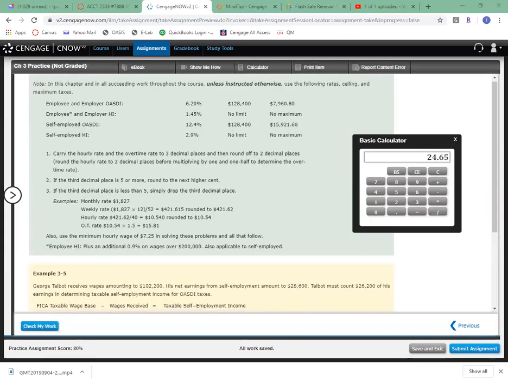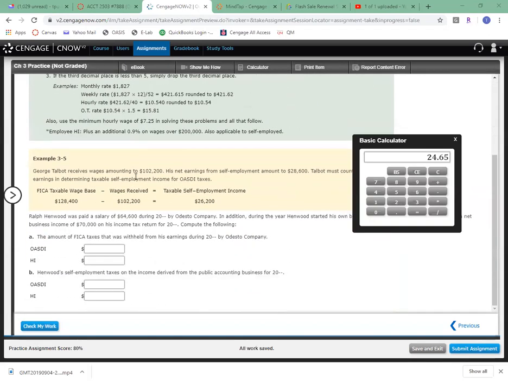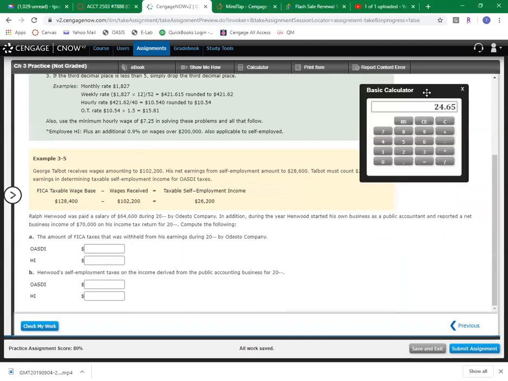Okay, well, we are on to our last one. Here we're dealing with an individual who has two different jobs. Ralph Hinwood was paid a salary of $64,600 by Odesto Company, and during that same year, he started his own business as a public accountant and reported a net business income of $70,000 on his income tax return.